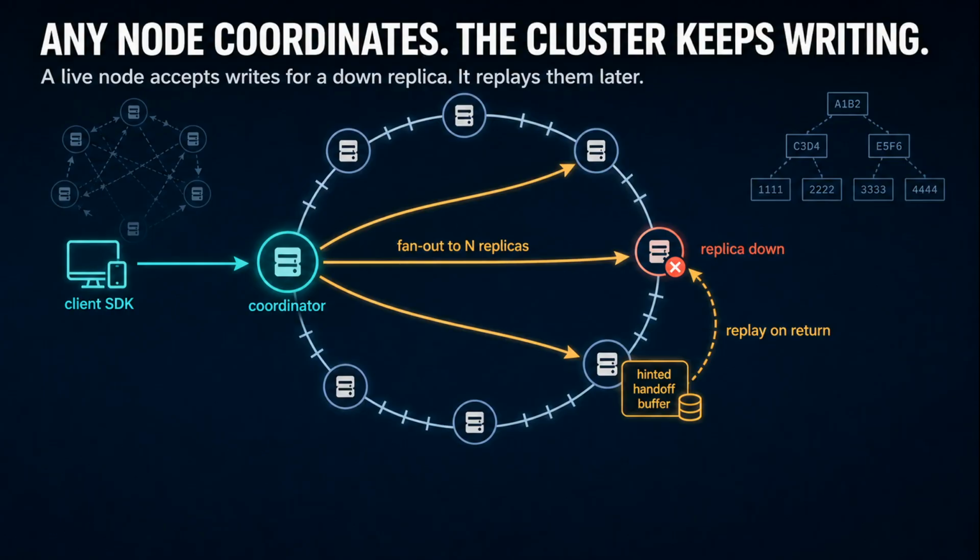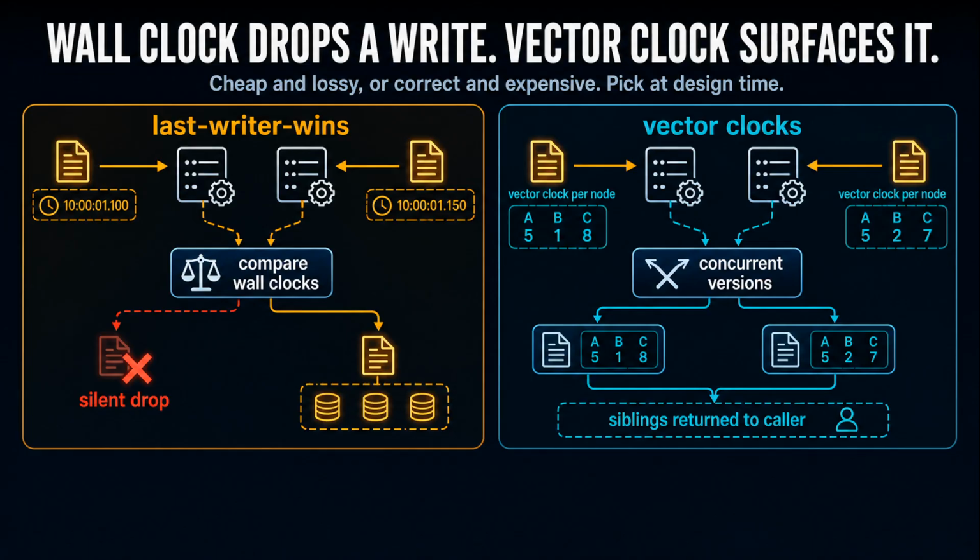Sloppy quorum extends that. If a replica is down, an alive node accepts the write on its behalf. Hinted handoff stores the write with a note saying which replica it really belongs to. And when the original replica returns, the alive node replays the buffered writes. Right. The cluster keeps writing through partial failure. Availability does not flinch. 2 writes for the same key from 2 coordinators in the same window is the normal failure mode. The cluster has to pick a winner.